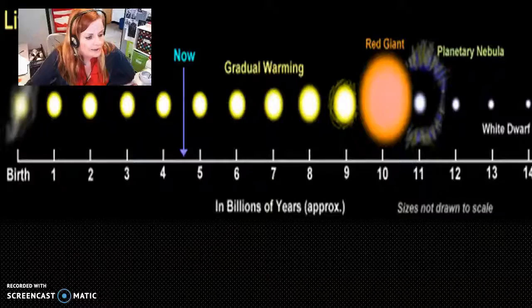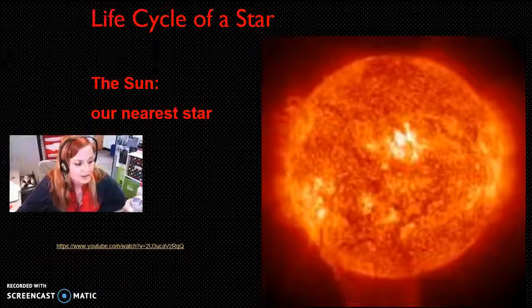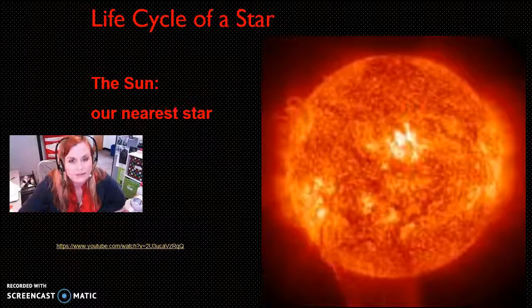So a low mass star like our sun is a medium. It's called a yellow dwarf star.